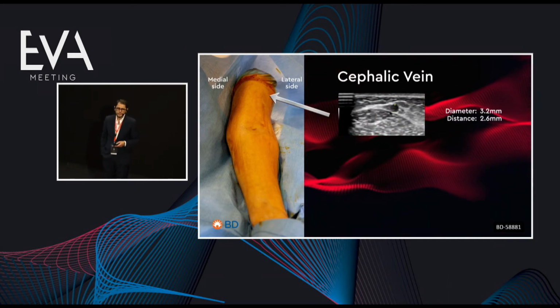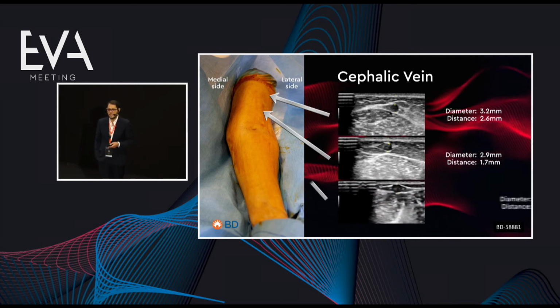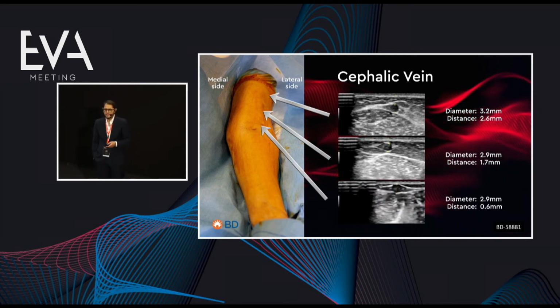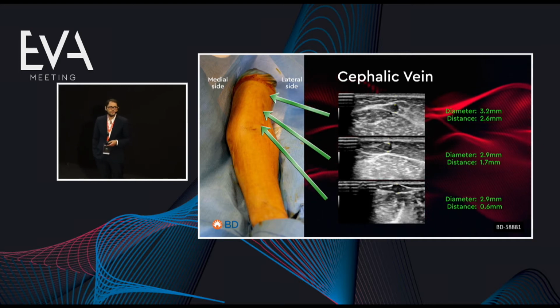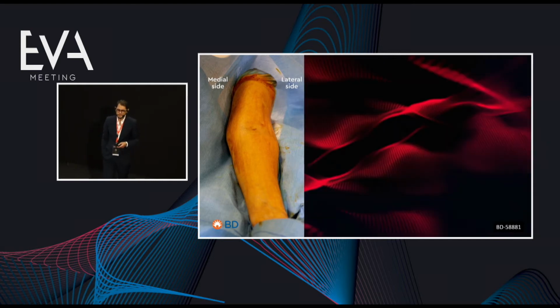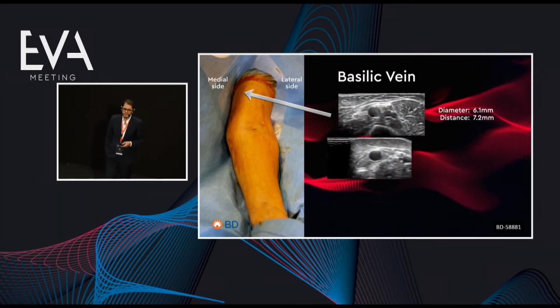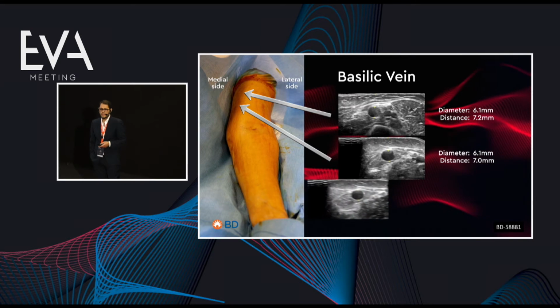Then we also need to check the cephalic vein, medial, proximal, and distal, and you can see here that the diameter is well above 2.5 millimeters, and also, another important thing, the depth is also sufficient for a patient to be cannulated.